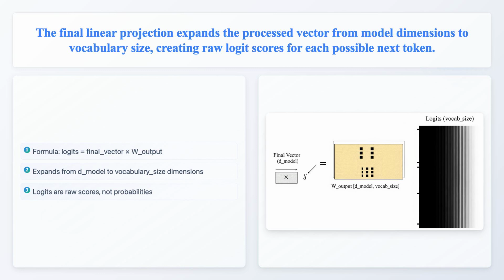They can be any real number, positive or negative. A high positive logit indicates strong confidence, while negative logits suggest the token is unlikely. For data scientists, understanding this projection is crucial because the output vocabulary size directly affects model memory requirements and computational cost during inference.